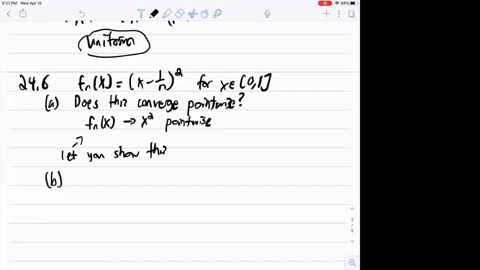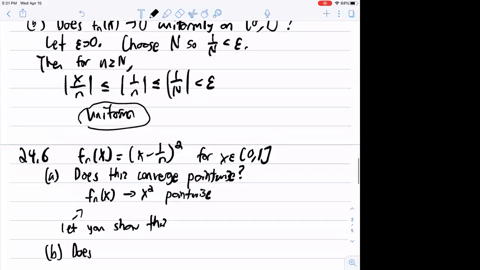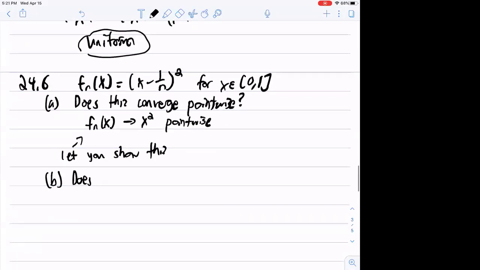So B: does this converge uniformly on 0 to 1? Okay, so how are we going to do this? Any ideas?